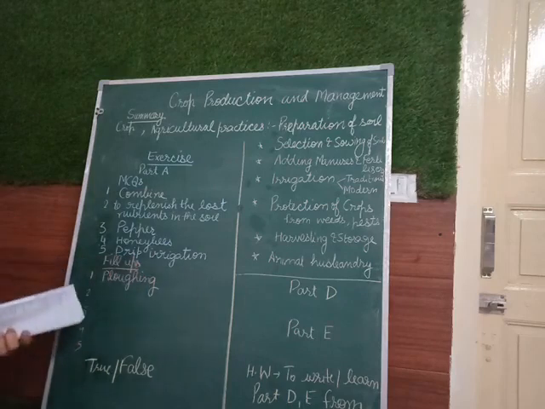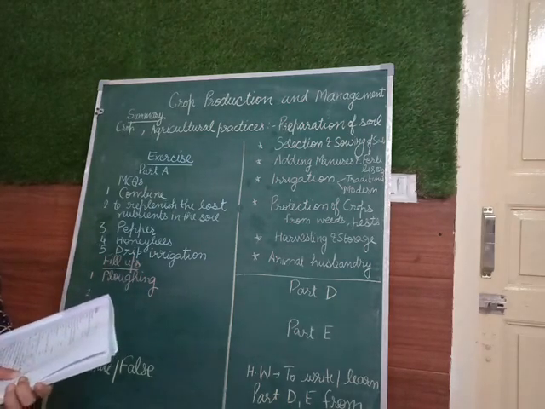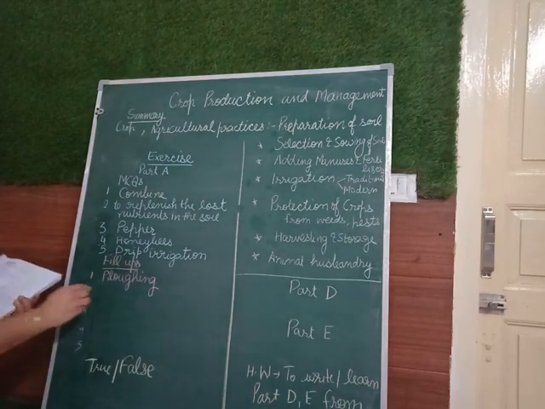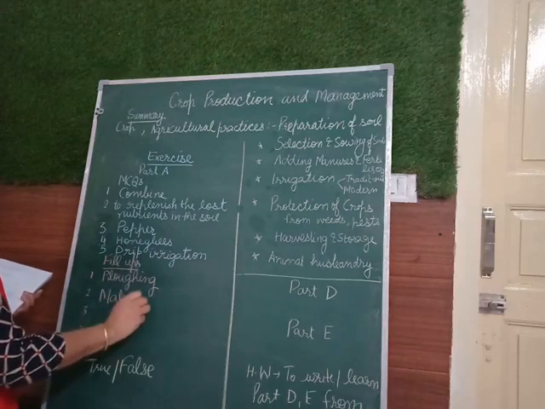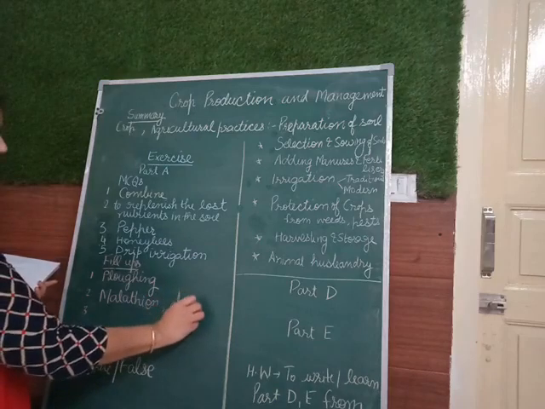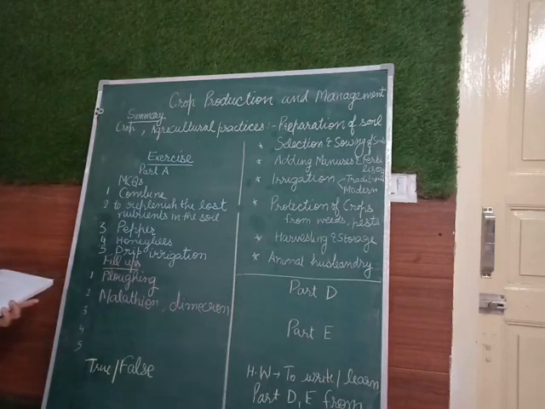Second fill-up: dash and dash are examples of insecticides. Options are given. We have to select the correct option. Malathion and, second, Dimecron are the insecticides.